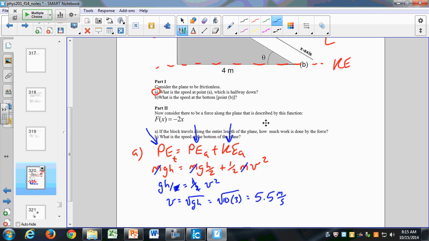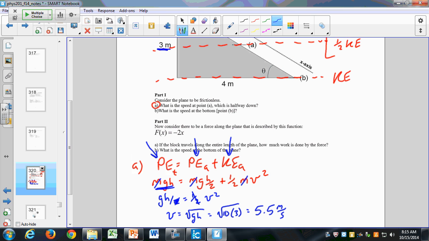The potential energy at the top is just equal to mgh. Now this h is going to equal 3 meters. That's the total height. The potential energy at the point A, which I say is halfway down, is going to be mgh over 2, h over 2 because it's halfway down the inclined plane. So I'm now not at 3 meters, but I'm at 1.5 meters. But I just leave it in terms of h for a minute. And then plus 1/2 mv squared, that's going to be the kinetic energy at point A.